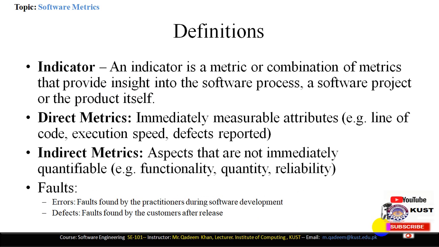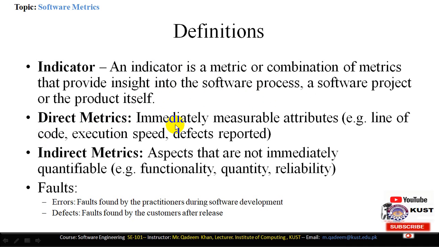Okay, now there are other definitions including indicators, direct measurement, indirect measurement, and faults. So what are indicators? Basically, an indicator is a metric or the combination of multiple metrics which provides insight into the software process, software project, and the product itself. So, for example, indicators are those attributes which help us to find out the insight into the processes, projects, and products. So basically, using certain indicators, we measure the software quality by using the process, project, and product metrics.